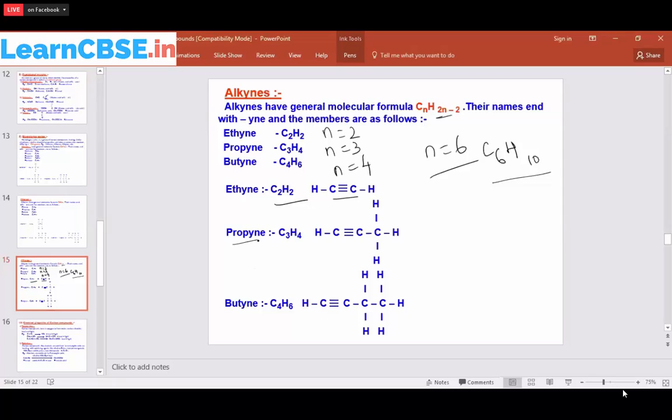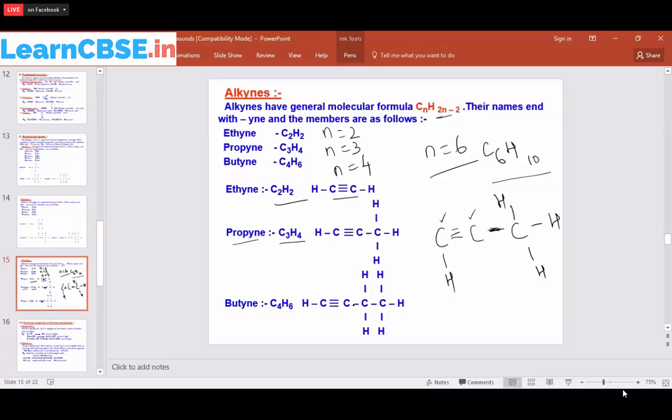Next, propyne, C3H4. It is a C single bond C, and we have to write like this way. And the triple bond means we have to write like this way. And we have to balance. So here 1, 2, 3, 4, so this carbon is balanced. And here 1, 2, 3, 4, so this carbon is balanced. And here there is only one bond over here, so we have to make the 3 bonds like this.